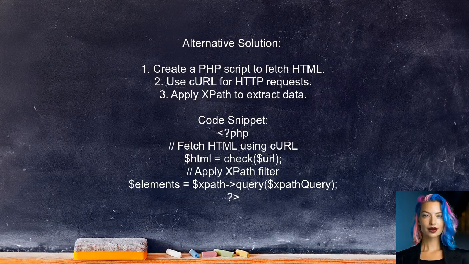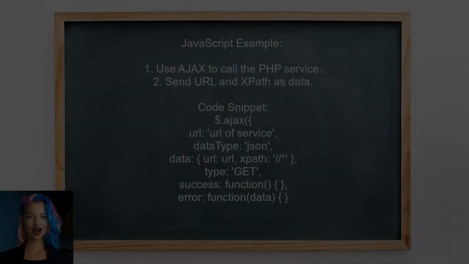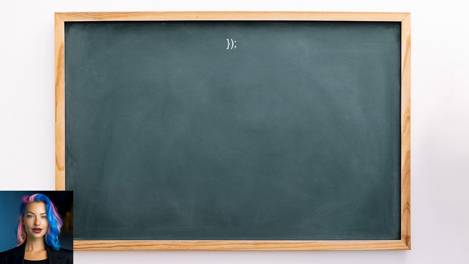One user found a solution by creating their own PHP script to read the necessary web pages. They adapted existing code to fit their needs, allowing them to fetch HTML content and apply XPath queries. Additionally, they provided a JavaScript example using Ajax to call the PHP service, sending the URL and XPath as parameters to retrieve the desired data in JSON format.